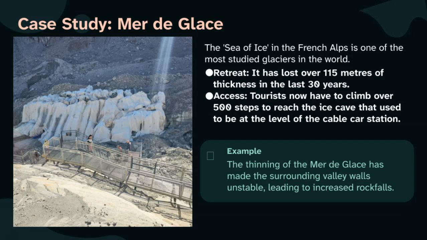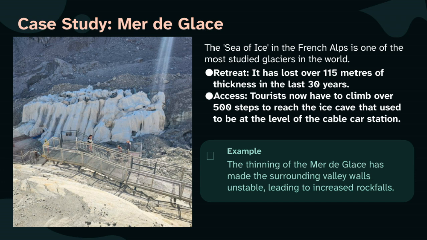Now we are going to look at a specific case study, the Mer de Glace in the French Alps. The name means sea of ice. It is one of the most famous and most studied glaciers in the world. The Mer de Glace is important because it gives us clear evidence of glacial retreat in a high-income European country with a long history of scientific monitoring and tourism.